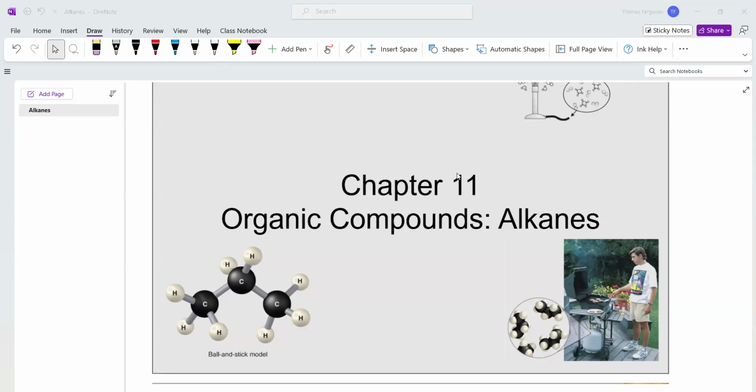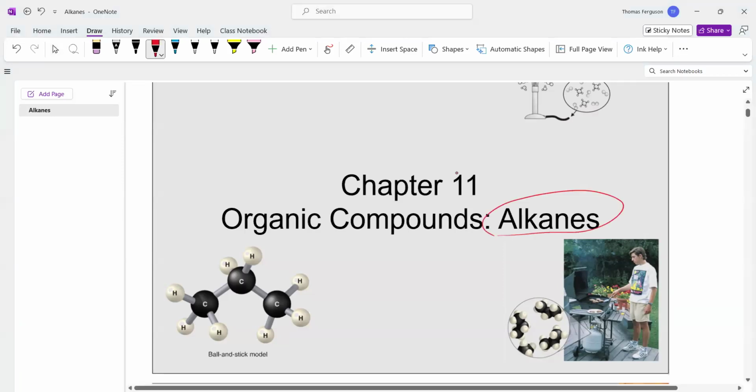Okay, so the first subunit I want to talk about is called alkanes. Now, alkanes are simply carbons and hydrogen, single bonds only.